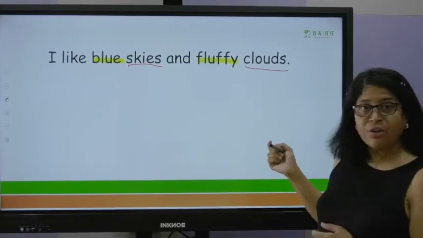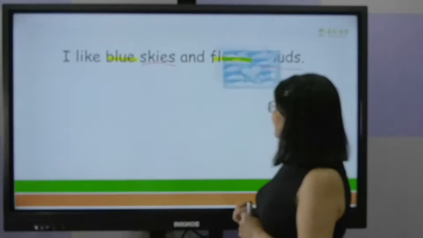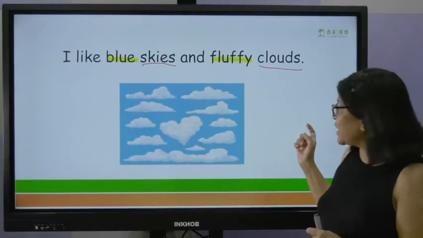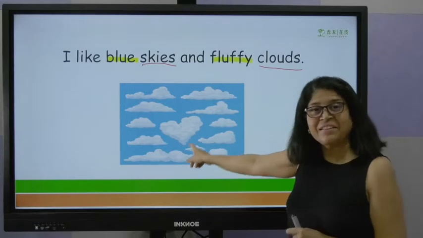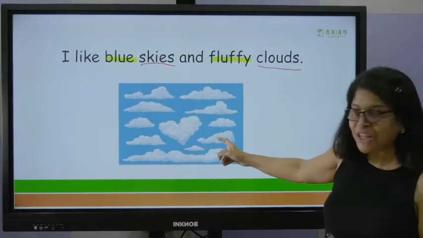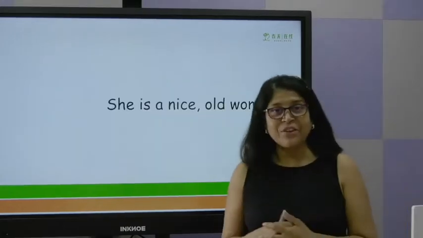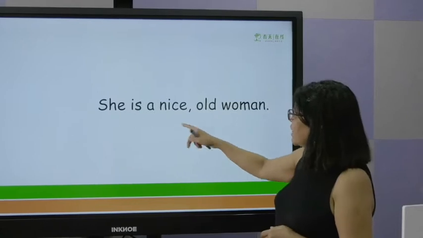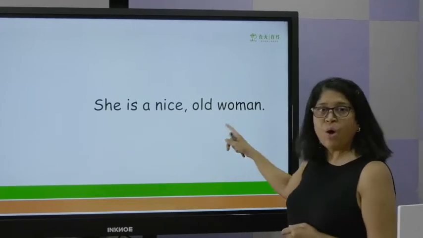And let's see if you got a picture like this. Or you may have got something like this in your mind. So that's a really cute cloud over there. There's a fluffy heart. So we have an adjective for that heart. It's a fluffy heart. So now let's look at the next sentence. It is, she is a nice old woman.